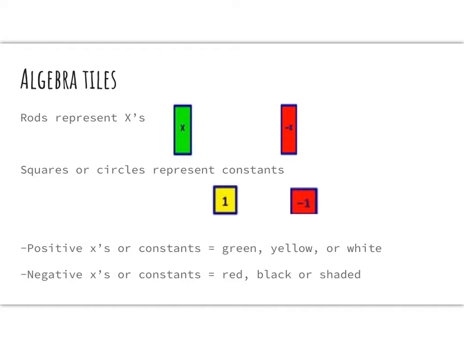The algebra tiles. So if you look, the rods represent an X. You have green for positive, red for negative, and they are your rectangles. They're bigger. So for each X, you have to draw one rectangle. The squares or circles represent constants, and the yellow is positive, and again the red will represent negative. And for the negative, you can see that negative mark next to the 1 or next to the X.